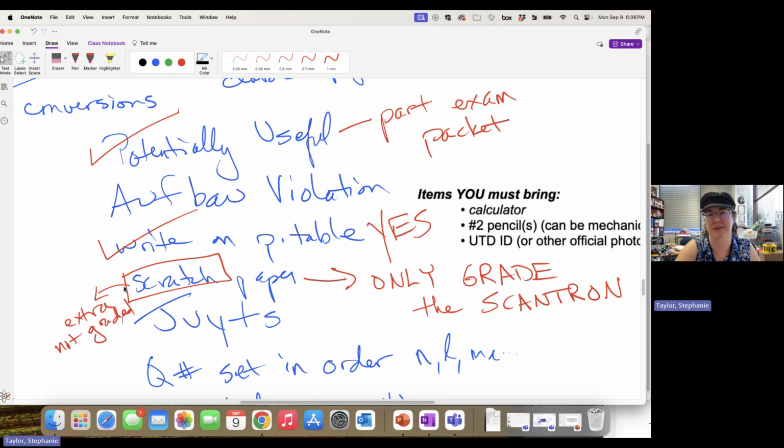I love y'all, but some of y'all feel like if you don't have like 10 pieces of paper, it's not enough. And if all of you want 10 pieces of paper, we will kill so many trees. We already kill a lot of trees with the amount of paper we use. But we do have extra should you run out. Just keep in mind, we only grade the Scantron. So if there is something that you want graded, it goes on the Scantron.